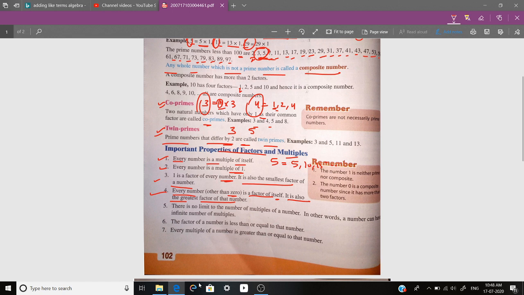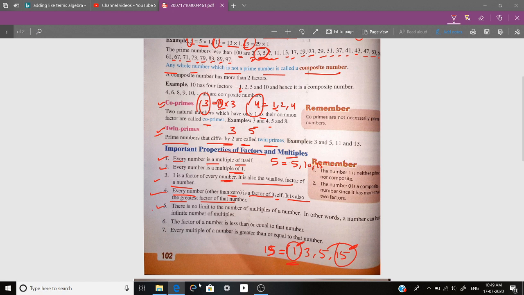For example, let's talk about 15. What are the factors of 15? Factors of 15 are all those numbers which can divide 15. So 1, then 3, then 5 and 15. These are the factors of 15. As you can see, 1 is there and 15 is there. That's what I was telling: 1 is a factor of every number and the number itself is a factor of every number. 1 is the smallest factor and 15 is the greatest factor.